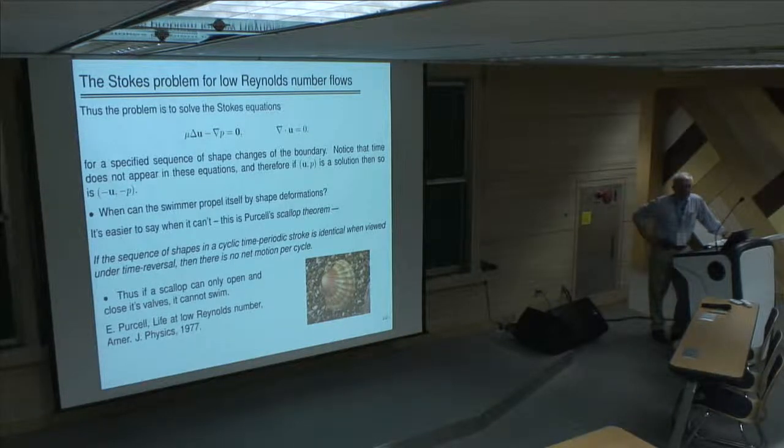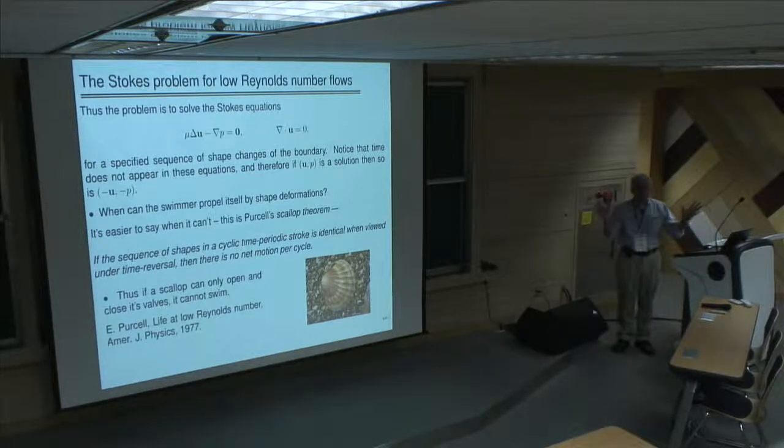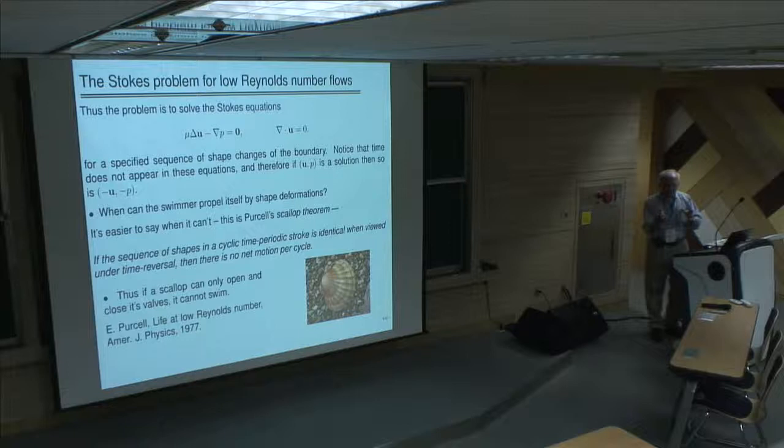For a low Reynolds number flow, you have to solve this equation for the velocity and the pressure. And this is the incompressible condition: divergence of the velocity equals 0. The first thing you notice is that time does not appear in this problem. The time has disappeared, which means that if you have a motion u comma p, a pair, then minus u comma minus p is also a pair. The implication is that not all shape changes will produce motion. In particular, the question is, when can the swimmer propel itself by shape deformations?